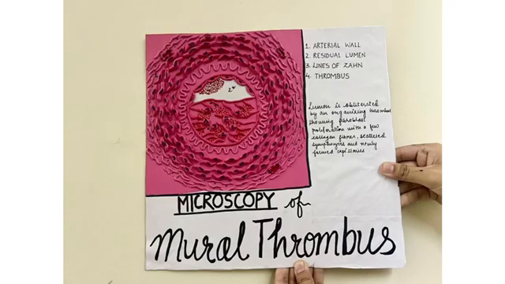DOACs like apixaban, rivaroxaban, antiplatelet therapy, alteplase, which is used for thrombolysis, and surgical options such as thrombectomy, thrombus aspiration, or endarterectomy for high-risk thrombi can be used. The prognosis for mural thrombus depends upon factors such as location, size, underlying cardiac conditions, and timely interventions.